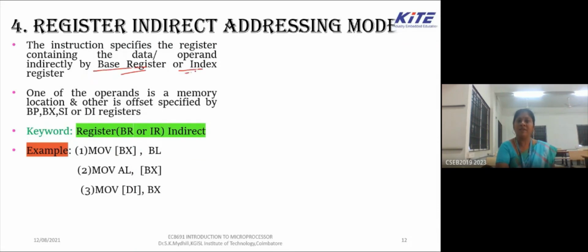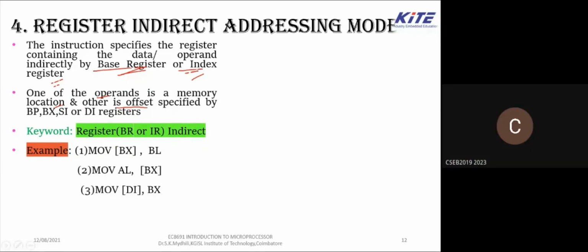So here the register will be either the base register or an index register. Again we come to the point of base register and index register. One of the operands is always a memory location, and the other offset is specified by the base register or index register. If you look keenly, one will be the memory location fetched from memory, and the other will be the offset provided by these base registers. Are you clear now? Yes, these are the indirect addressing modes where we stopped in the last class.